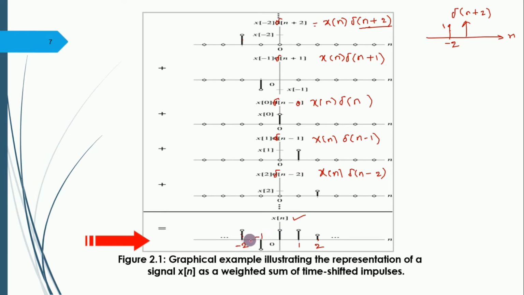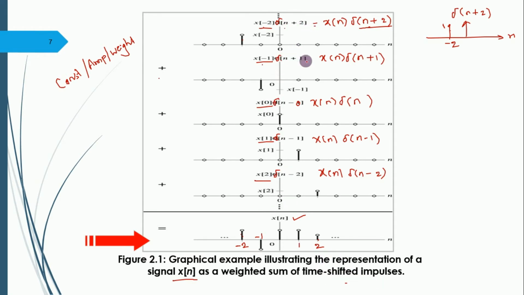That's why the x of n signal is what? I said this is a constant, constant, constant, constant. The other terms that I use for constant are amplitude or weight. All mean the same, okay? Now you read it. x of n is a weighted sum of x of minus 1, x of 0, x of 1, x of 2, all those. I'm adding all these things. Weighted sum of time shifted impulses.